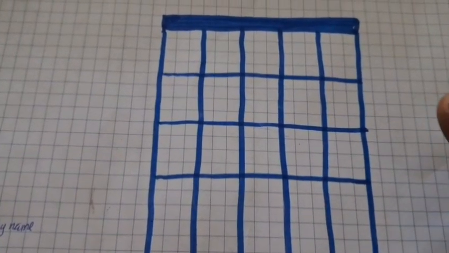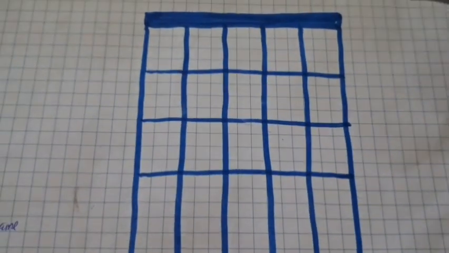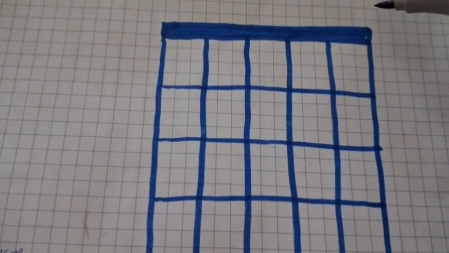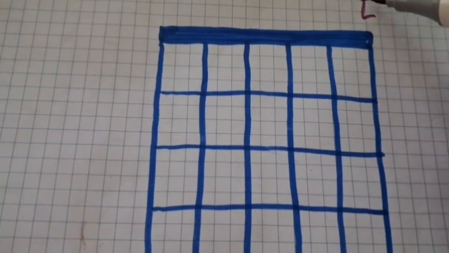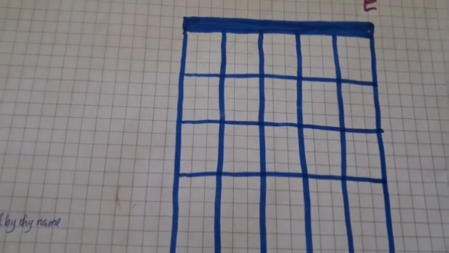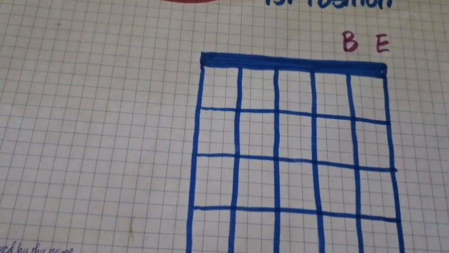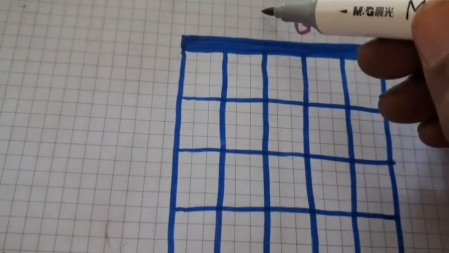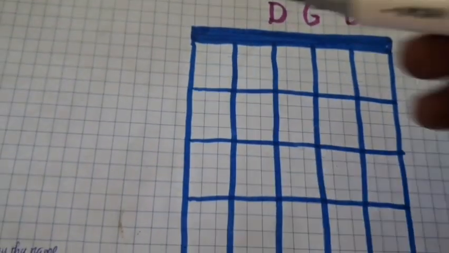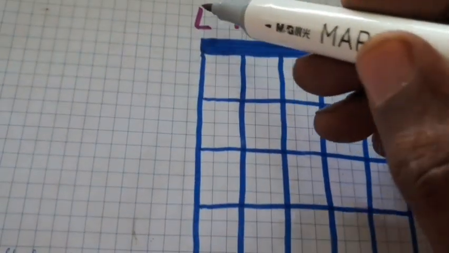This is the body of our guitar. Without touching the string, this is E. Without touching it, this is B. Without touching it, this is G. Without touching, this is D. Without touching, this is A. And without touching, this is E.